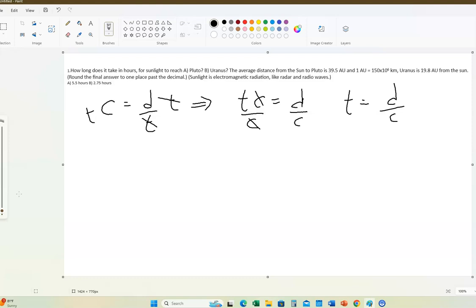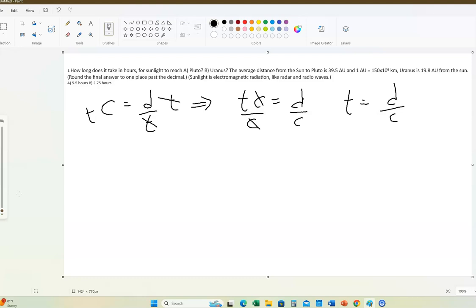Now they give us the distances in astronomical units, and so what we're going to do is convert the distances from astronomical units to kilometers. And then we'll use the speed of light as 3 times 10 to the fifth kilometers per second, which of course is what the speed of light is.